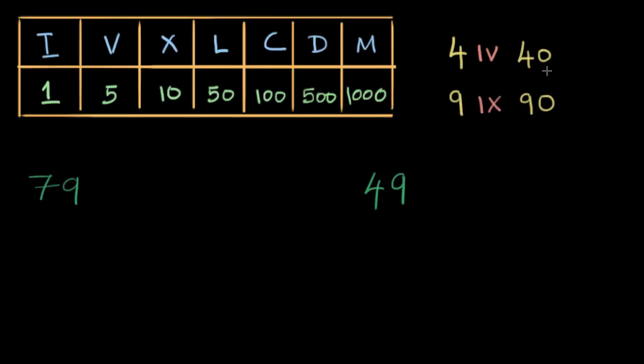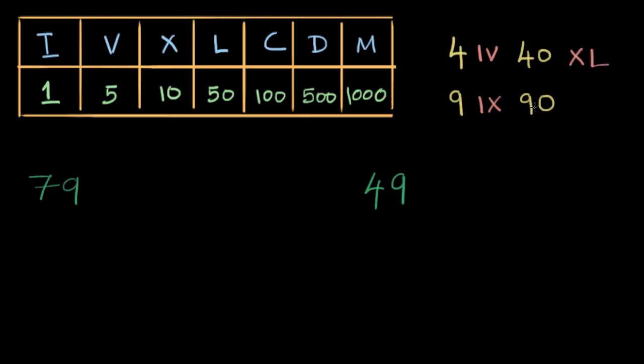What about 40 right now? So instead of thinking of 40 as 4 tens and writing X, X, X, X, what we do is that we look at 40 as 50 minus 10. What I really mean is 50 minus 10. So 10 less than 50. 50 is L. So I'll write XL.